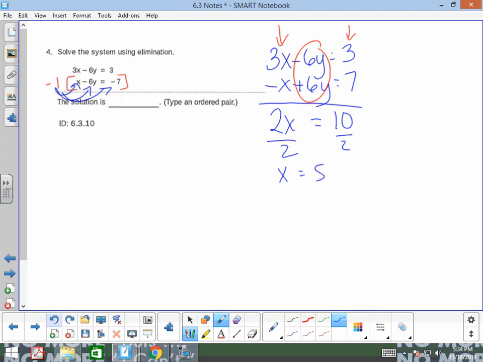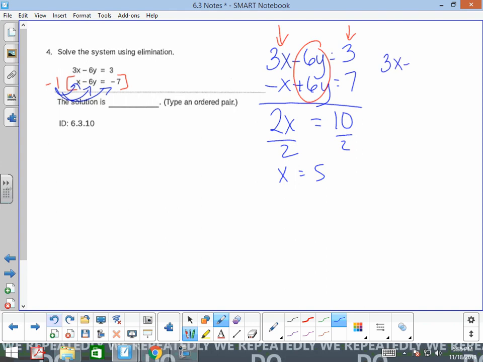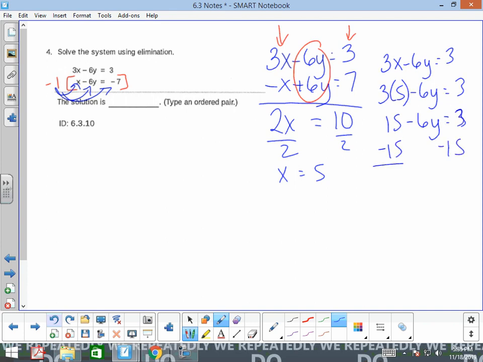All right, now I'm going to just pick the first one. Doesn't matter. Usually, it doesn't really matter. I usually pick the first one, but you can pick the bottom one if you want. So subtract 15, and divide by negative 6. So y equals 2.